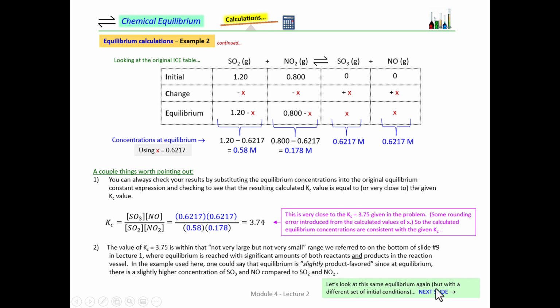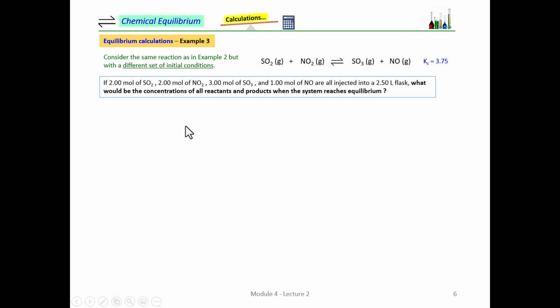Let's look at the same equilibrium again, but with a different set of initial concentrations. So here's our same equilibrium, our 1:1:1:1 reaction, our Kc value, and let's start, as I said, with a different set of initial conditions. Let's assume we have some of all of these present initially. We have some reactant and some product all present initially, and then we want it to come to equilibrium. So let's suppose we have 2 moles of SO2, 2 moles of NO2, 3 moles of SO3, and 1 mole of NO in a 2.5 liter flask. What would be the concentrations of all of these when equilibrium was reached?